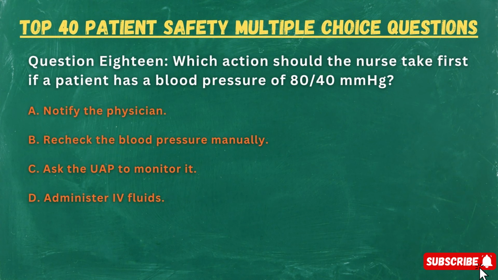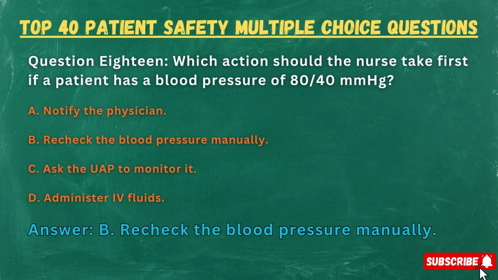Question 18. Which action should the nurse take first if a patient has a blood pressure of 80/40 mmHg? A. Notify the physician. B. Recheck the blood pressure manually. C. Ask the UAP to monitor it. D. Administer IV fluids. Answer. B. Recheck the blood pressure manually.